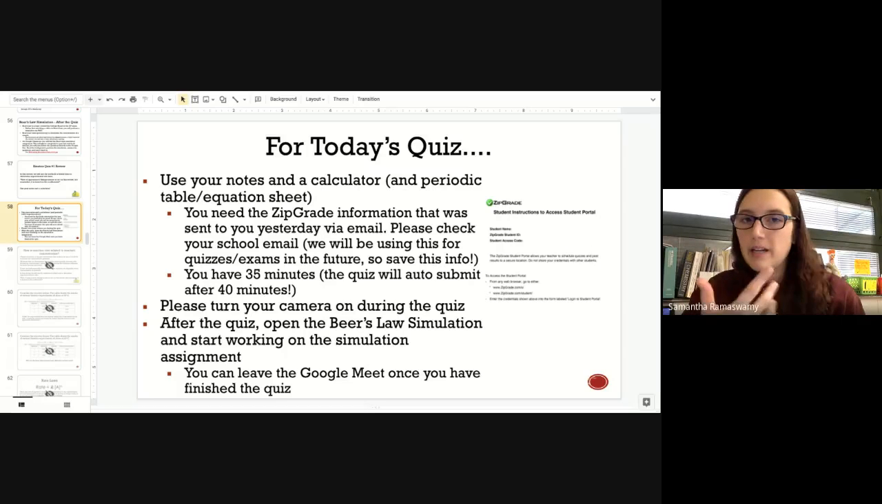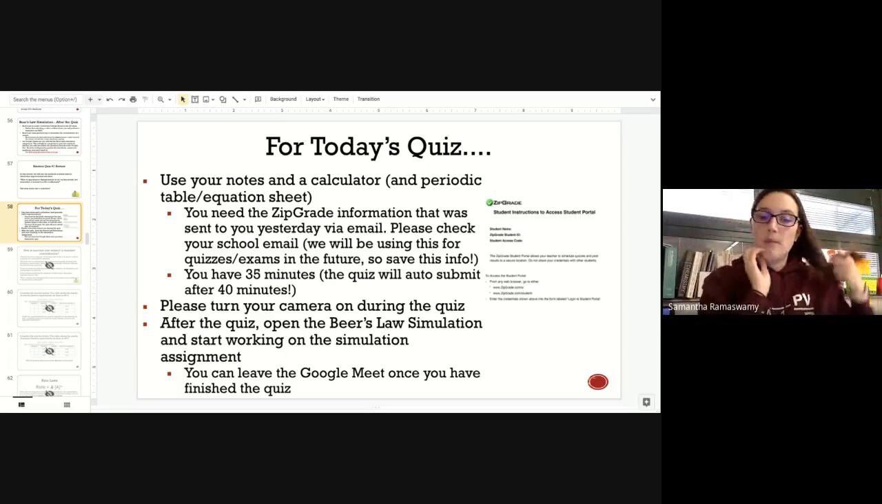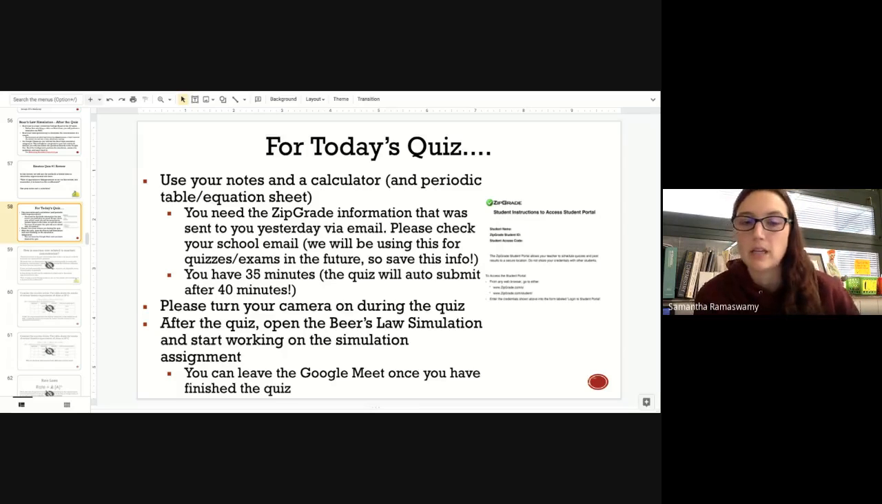People in first period, I think one person went up until the 40th minute. Make sure that you just flip your camera on during the quiz. And then after the quiz, you can open the Beer's Law simulation. You can start working on that assignment. Once you are done with the quiz, you can leave the Google Meet. So you can work on the Beer's Law simulation on your own.